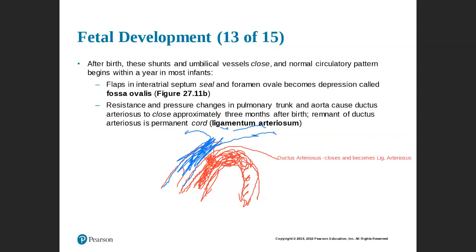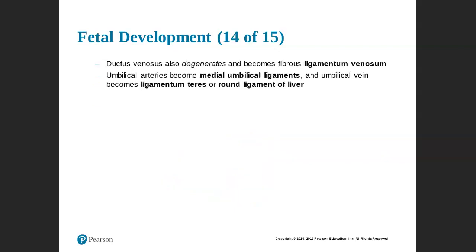Anyway, so the ductus venosus will also degenerate and become the fibrous ligamentum venosum, and the umbilical arteries become the medial umbilical ligaments, and the umbilical vein becomes the ligamentum teres, or the round ligament of the liver. Okay, so the umbilical vein becomes the ligamentum teres, the umbilical arteries become the medial umbilical ligaments, and the ductus venosus, which of course bypasses the liver.